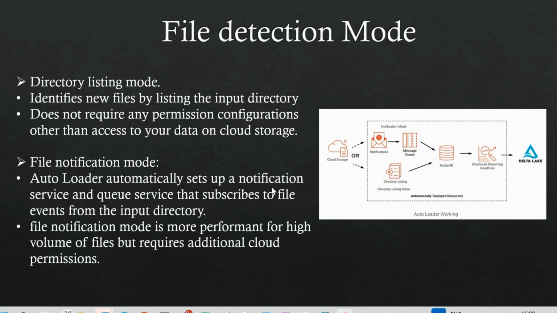The second way of detecting files is the file notification mode. In the file notification mode, Auto Loader sets up your notification services, like AWS SNS, Event Grid, or Pub/Sub in Google, in order to notify that a file has arrived in your cloud storage. Along with the queue services like SQS in Amazon and Azure Queue Storage in Azure, it subscribes to that file event from the input directory and processes those files only.